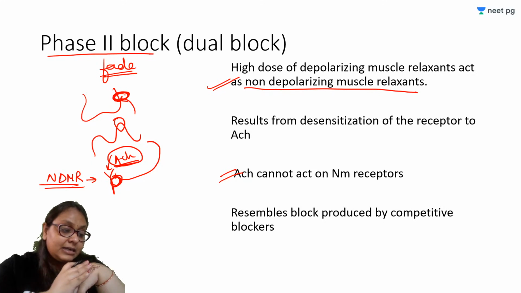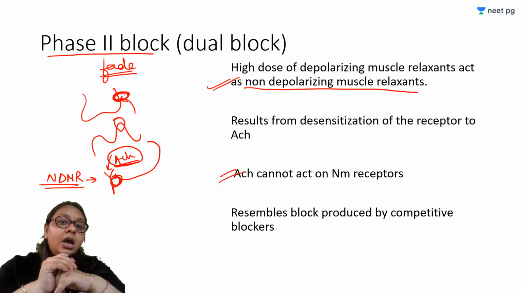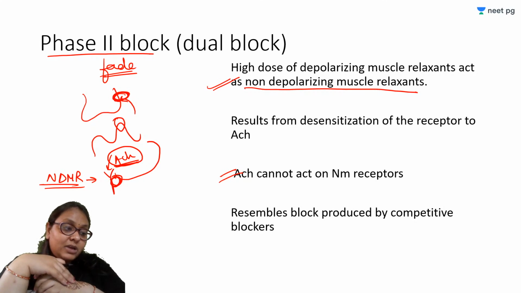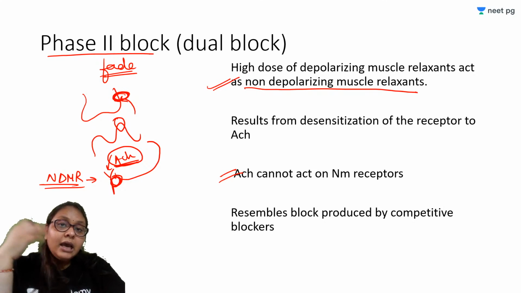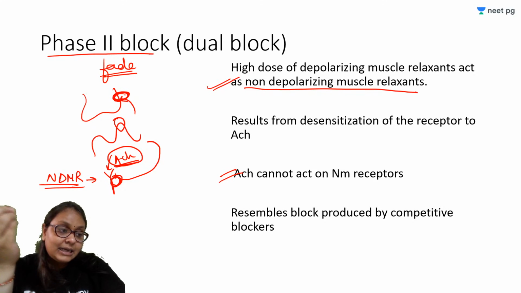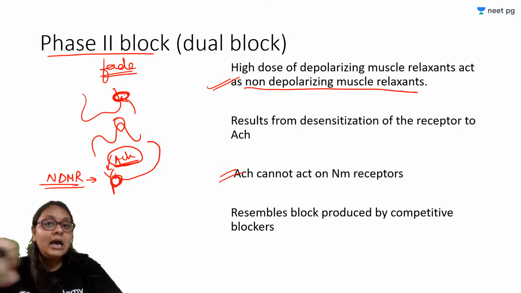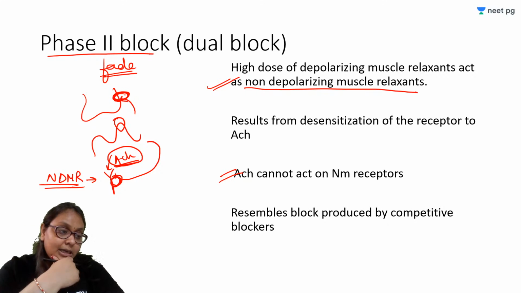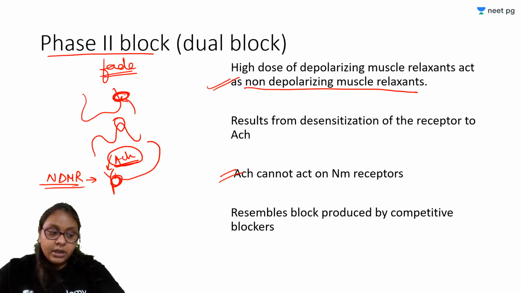Dr. SG, is it clear? I think you are asking whether the fade phenomenon is because of desensitization. No, I am telling you that the phase 2 block, the dual block we see with succinylcholine, acts the same as NDMRs, that is desensitization of the postsynaptic receptors, plus it acts on the presynaptic receptors also, which causes the fade phenomenon. Is it clear, Dr. SG? Any doubts? Can I continue?